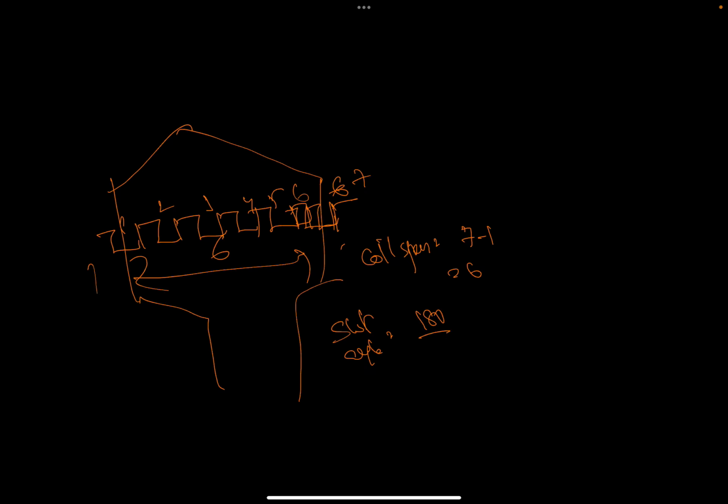The slot angle is 180 by slots per pole. How many poles are there? Only one pole is there. So 180 by 6. Each slot covers how much angle? 30 degrees. Each slot covers 30 degrees.